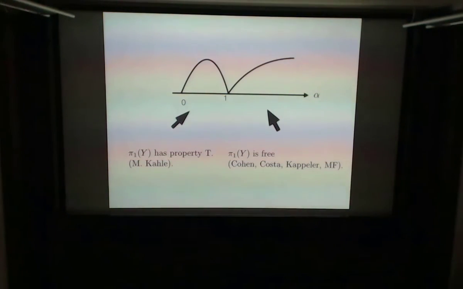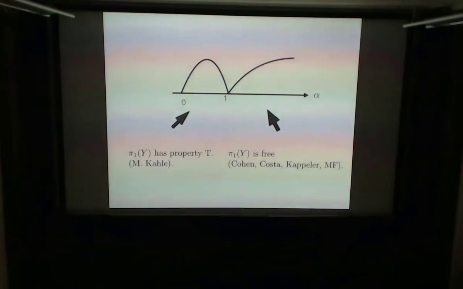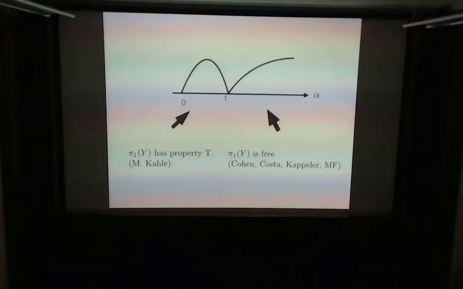Property T, Kazhdan invented this property T of Kazhdan. This means that the trivial representation is isolated in the space of all representations. So you cannot deform the trivial representation to a non-trivial one. Dan Cohen, yeah. There are many Cohens. Yes.